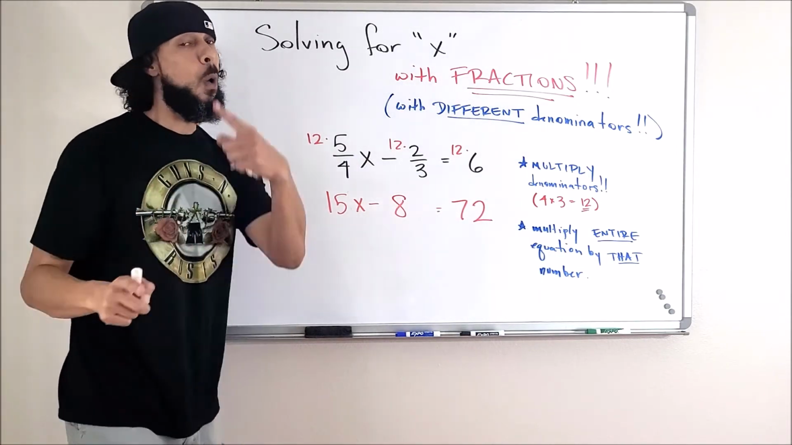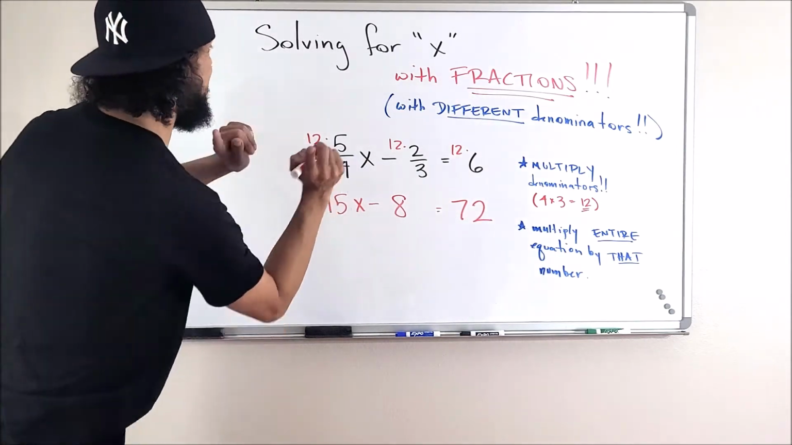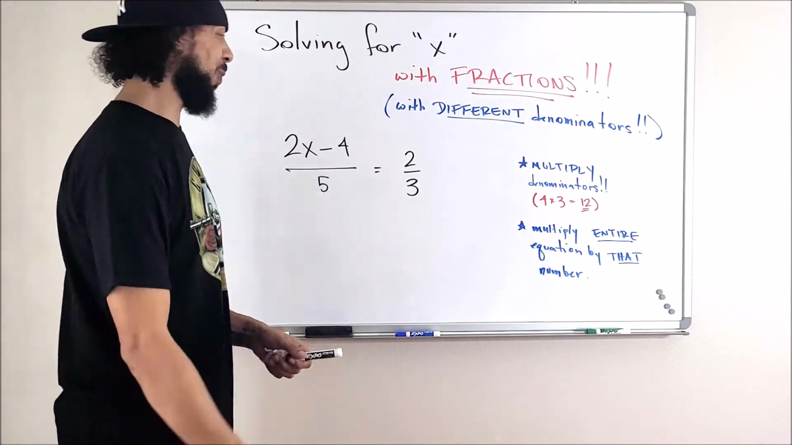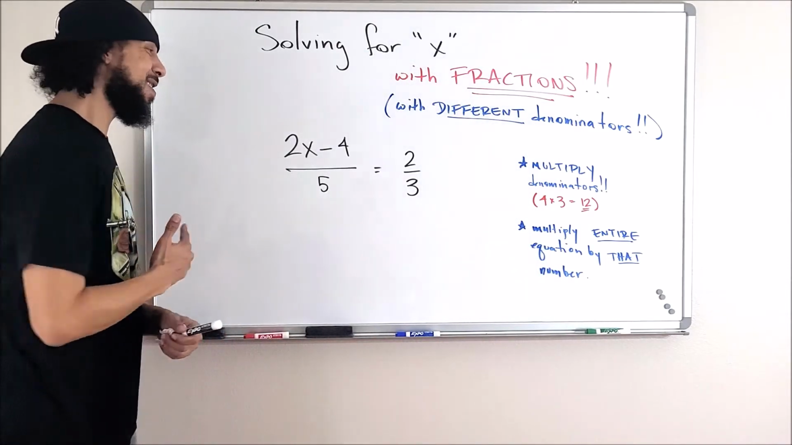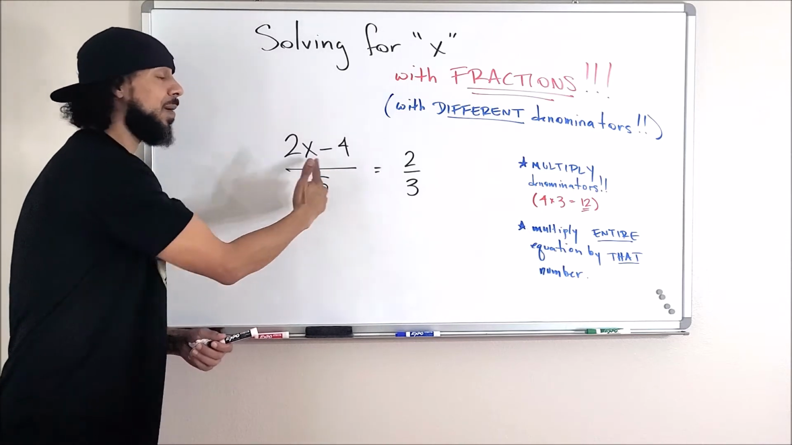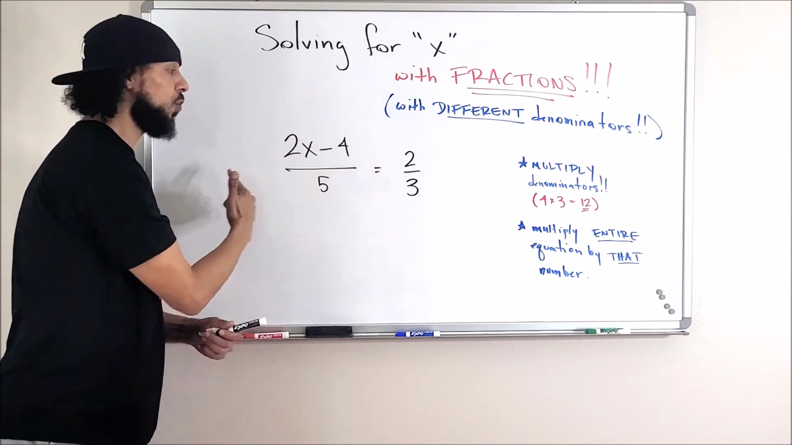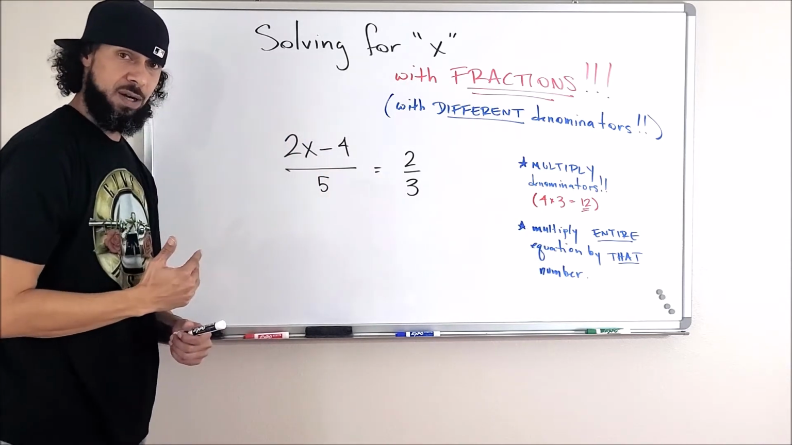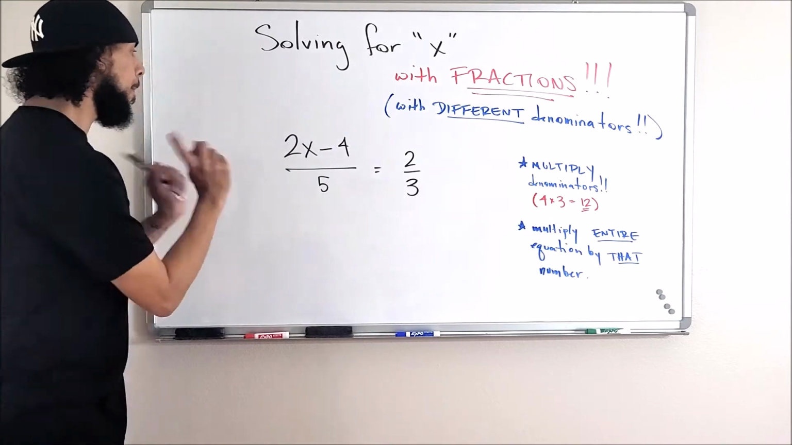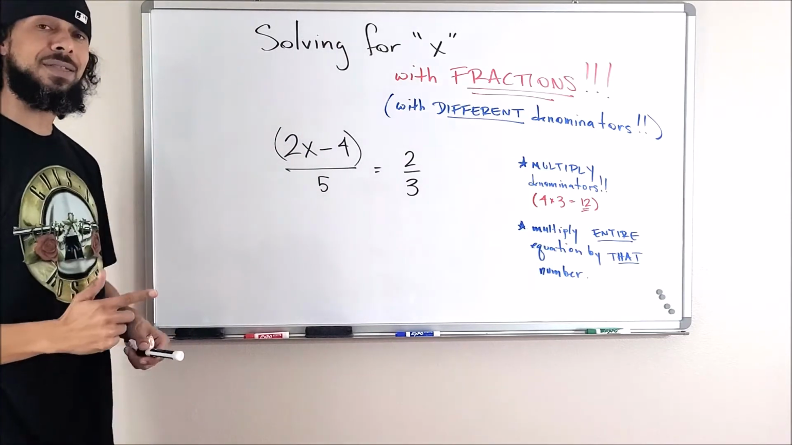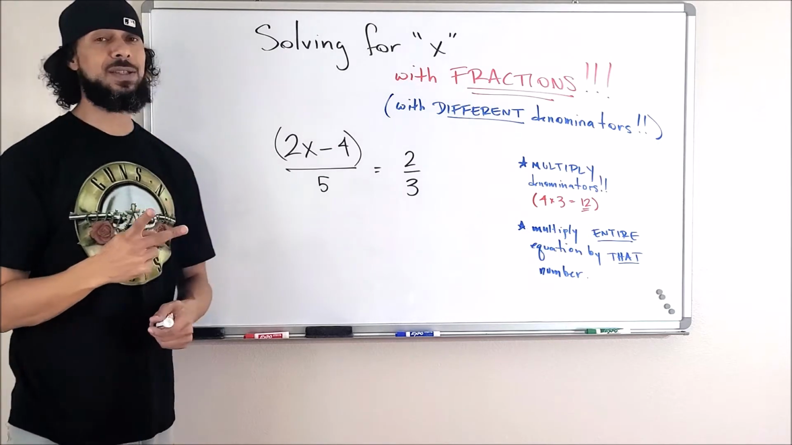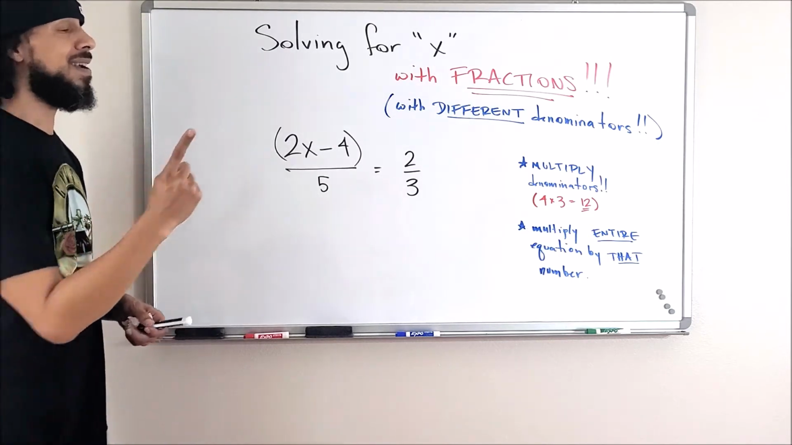Let's talk about one more situation. This is interesting, right? Notice how this fraction line takes up the 2x and the minus 4, so this is one fraction right here. Think about it more like this. All that goes together. There are actually 2 ways to do this. Let's talk about the first way.